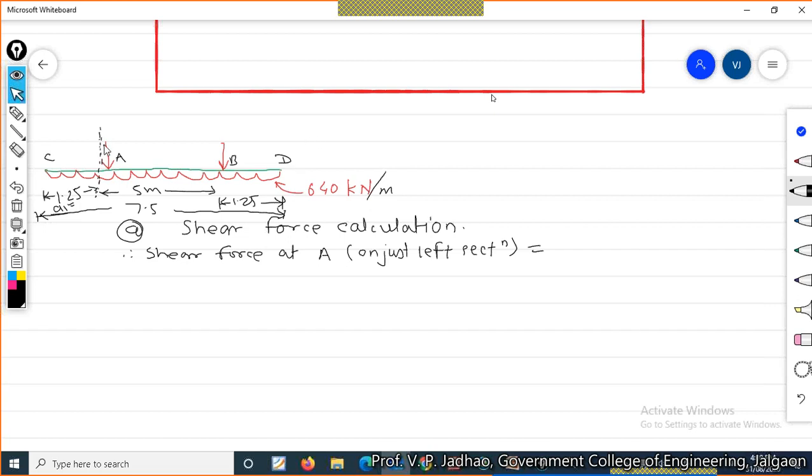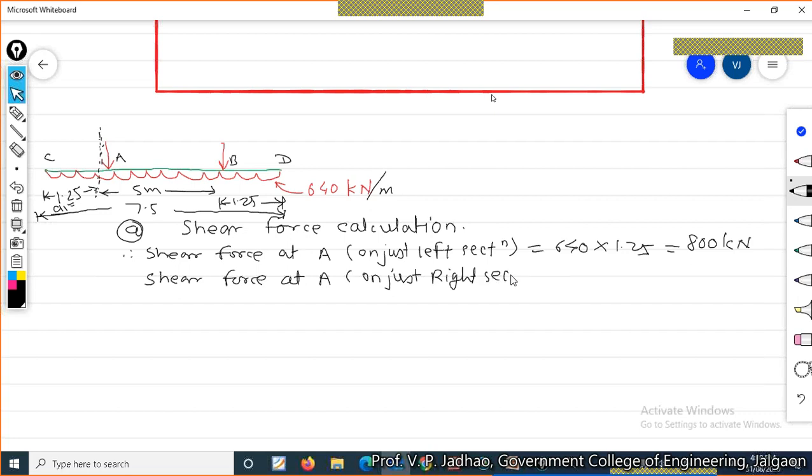So if we take a section here, the shear force at just left of A will be equal to 640 multiplied by 1.25. So this will be equal to 800 kilonewton. Now shear force at A, but we are taking the section on just right hand side, or right section.